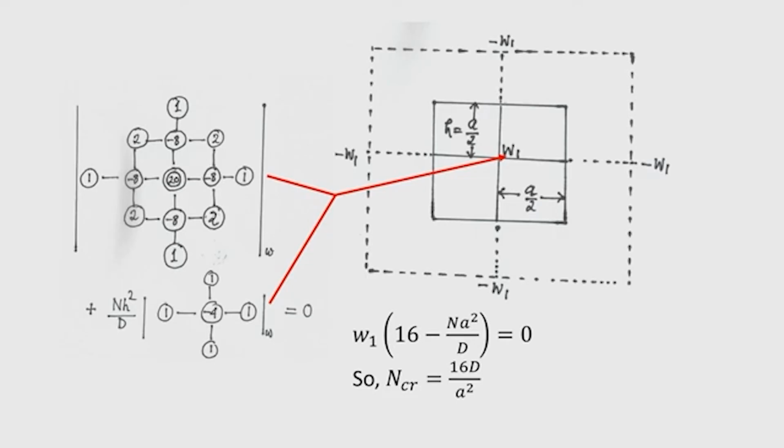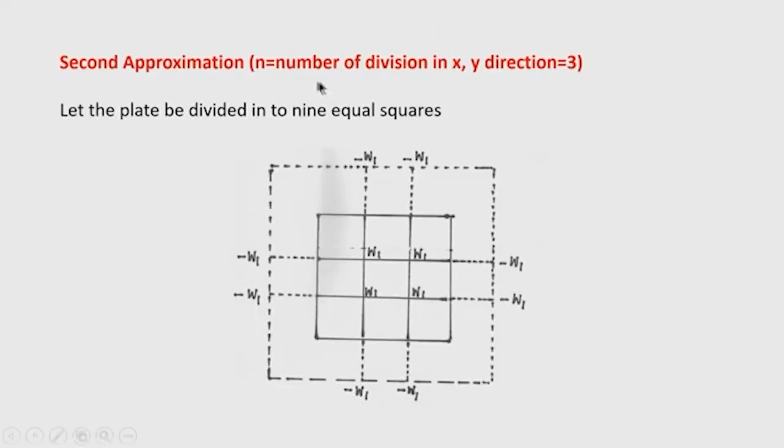Okay. So, in the next step we take the second approximation, with the number of divisions as 3. So, we divide the plate into 3 equal divisions. Each division is now a by 3 by a by 3. So, the side of a small square is now a by 3 by a by 3, and the full plate was of size a by a. So, 9 divisions are there in this plate in total. So, now 9 equal squares are there. So, we now number the nodes.